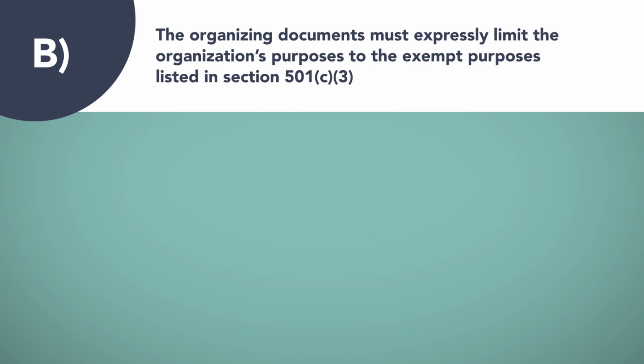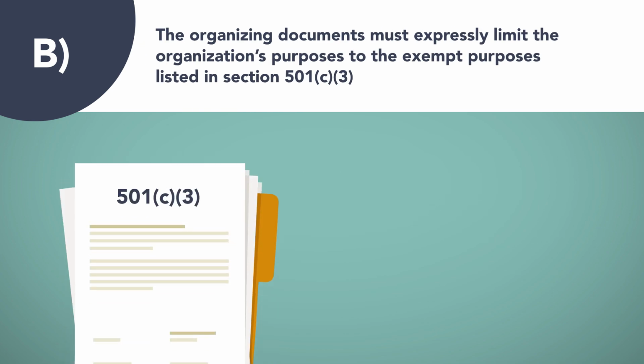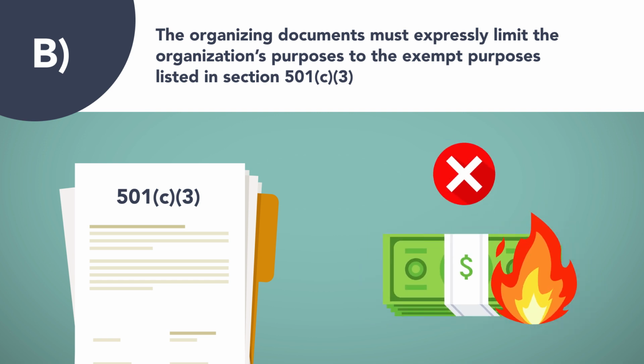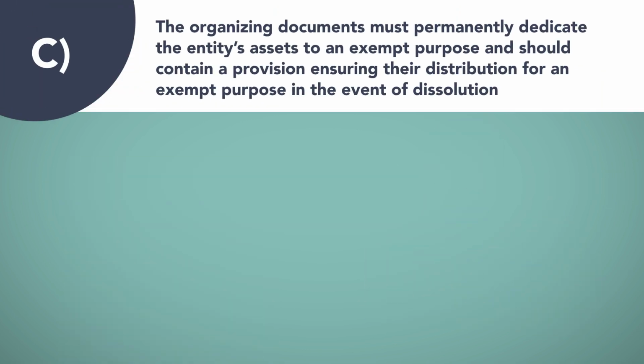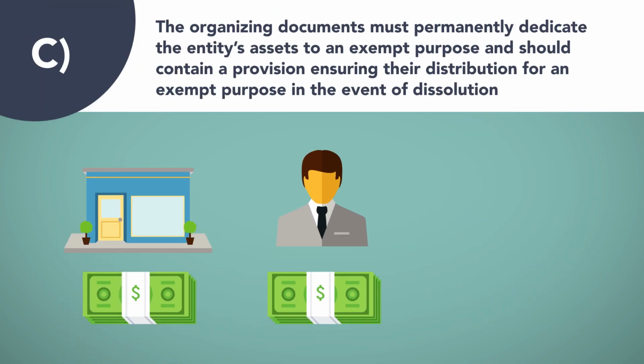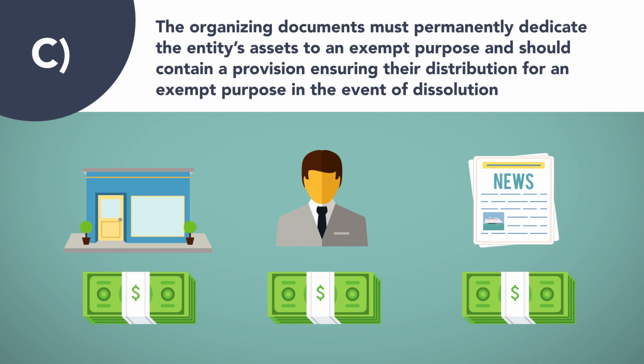B. The organizing documents must expressly limit the organization's purposes to the exempt purposes listed in Section 501c3. The organizing documents must not expressly empower the entity to engage in activities that are not in furtherance of one or more of these purposes. C. The organizing documents must permanently dedicate the entity's assets to an exempt purpose and should contain a provision ensuring their distribution for an exempt purpose in the event of dissolution.